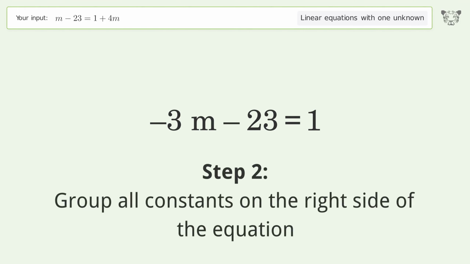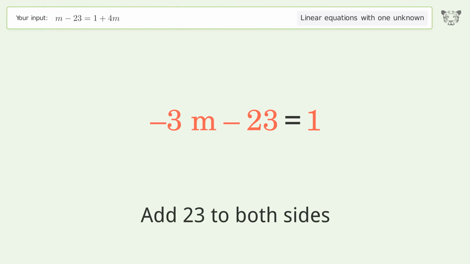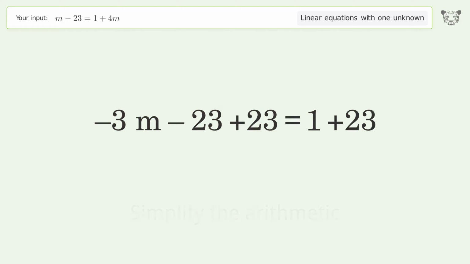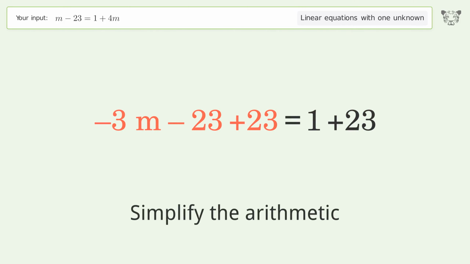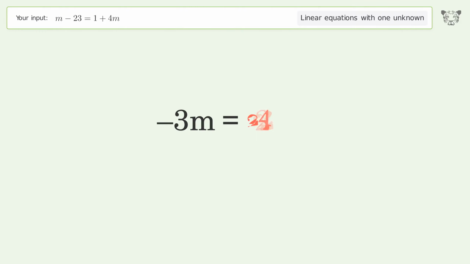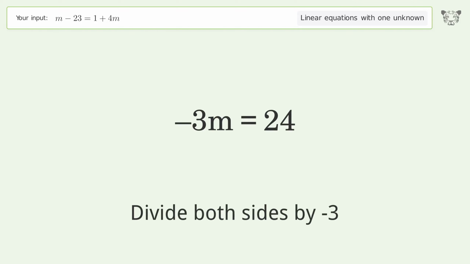Group all constants on the right side of the equation. Add 23 to both sides. Simplify the arithmetic. Isolate the m. Divide both sides by -3.